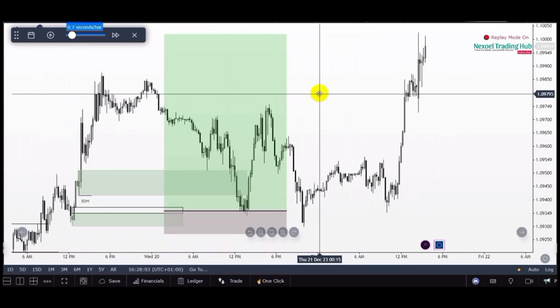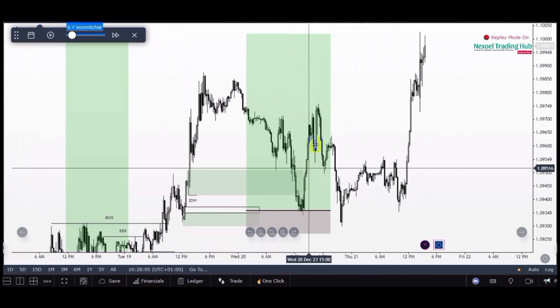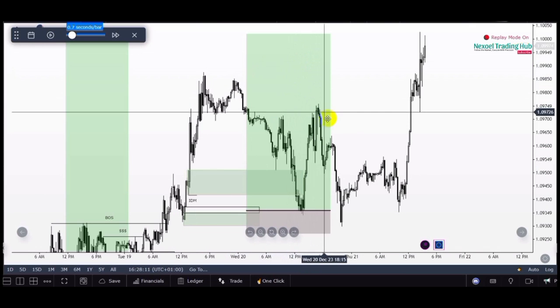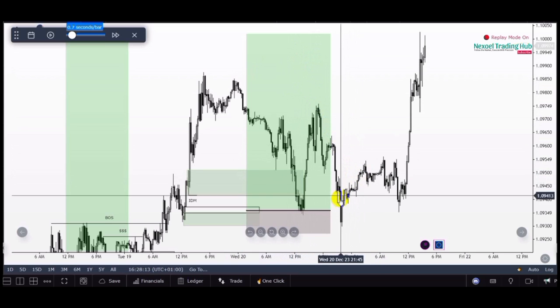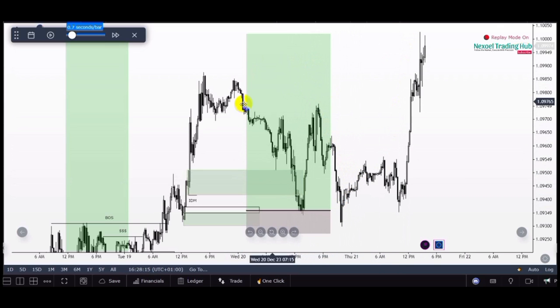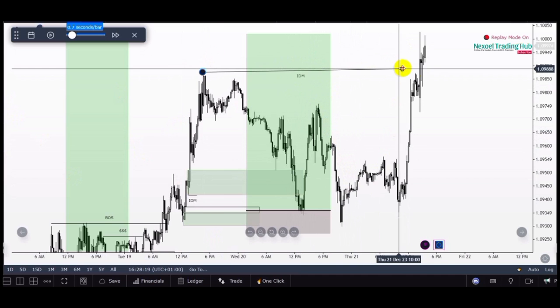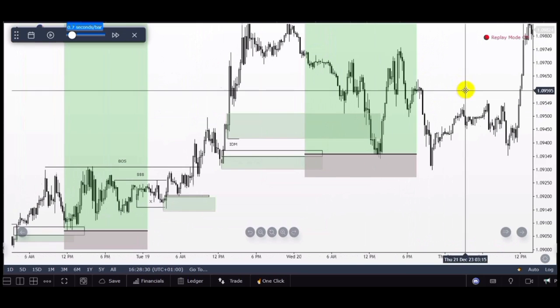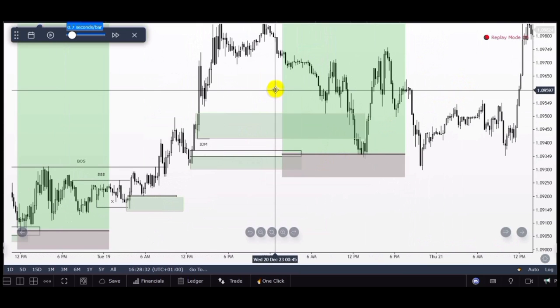So we can now see price pulled to the upside without raiding the high point, which is still a valid move. Now you can see that price came to the downside into the zone, and then we have it pushed to the upside. And then you can see that now we have the break of structure here. Now you can see we're looking at the inducements.